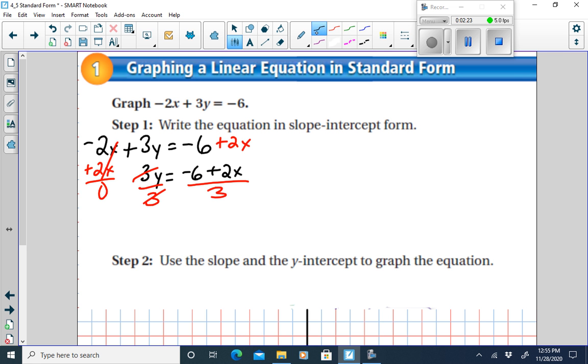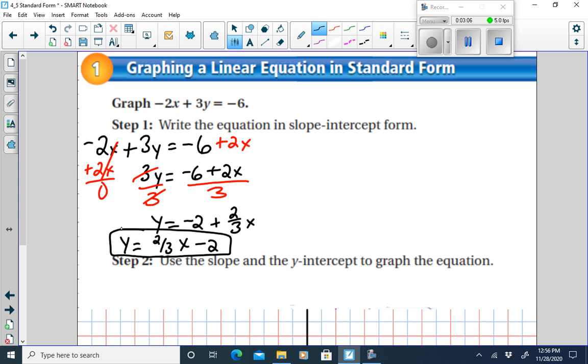On the left side, the 3's cancel, so we're left with y is equal to, now, remember this 3 divides both of these terms in the numerator. And we want to write it in slope-intercept form where we have the x term first and then the constant following that term. All right, but let's divide first. Negative 6 divided by 3 is going to be negative 2, plus 2x divided by 3, we're just going to write that as 2/3 x. If we rewrite that in slope-intercept form, we're going to have y is equal to 2/3 x minus 2. Right, so there's our equation in slope-intercept form.